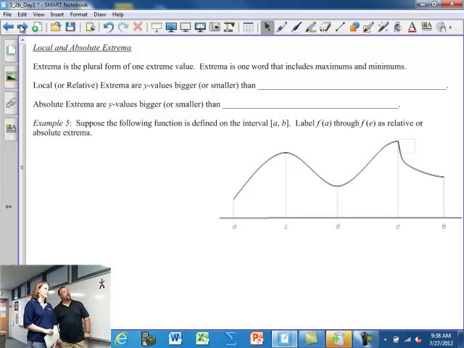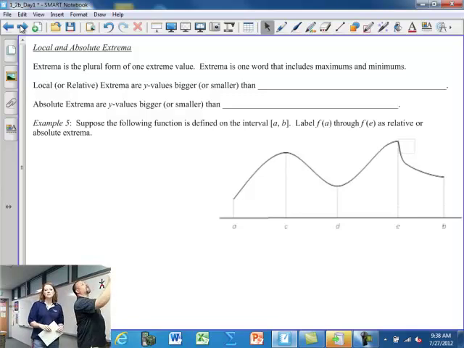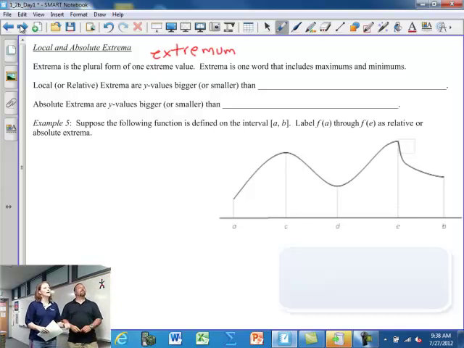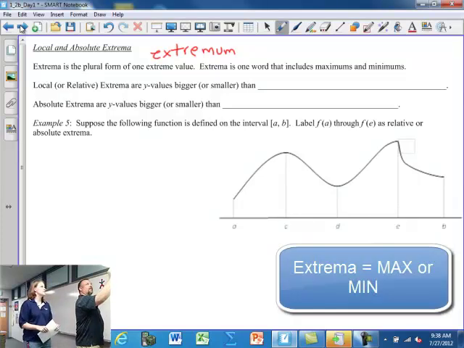Next, vocabulary. Local and absolute extrema. Now extrema is just a way, but first of all, that's plural. One is an extremum, or one extreme value, same thing. It's just simply saying maximums and minimums. You've been doing this since Algebra 2.